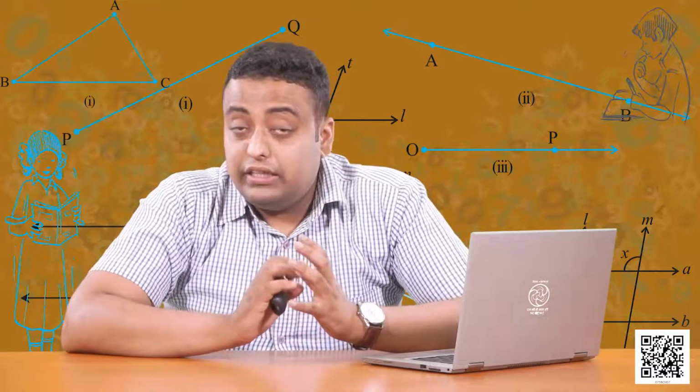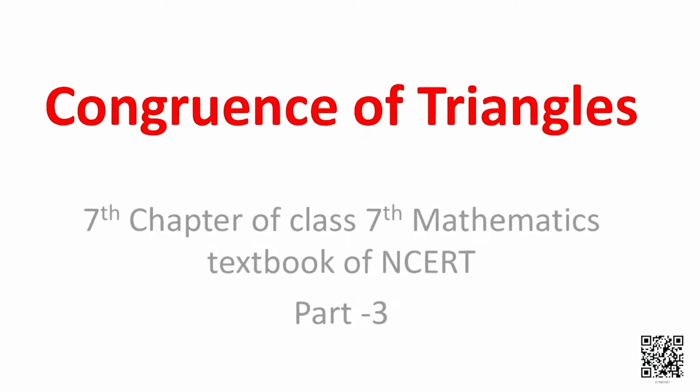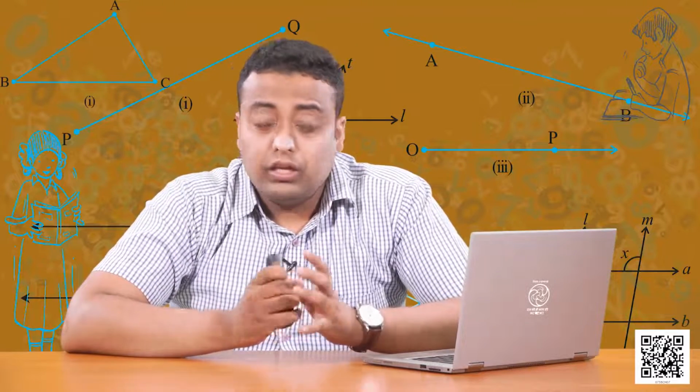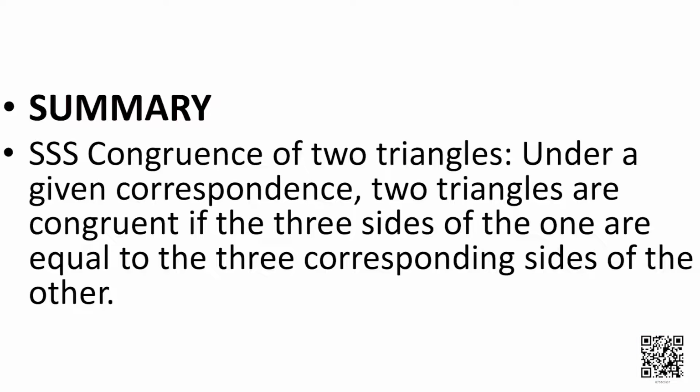So students, this brings us to the end of the 7th chapter of your mathematics textbook. Till now we have learned a lot of interesting things and a lot about congruence of triangles. In this chapter we have learned about SSS congruence of two triangles, that is, under a given correspondence two triangles are congruent if the three sides of the one are equal to the three corresponding sides of the other.